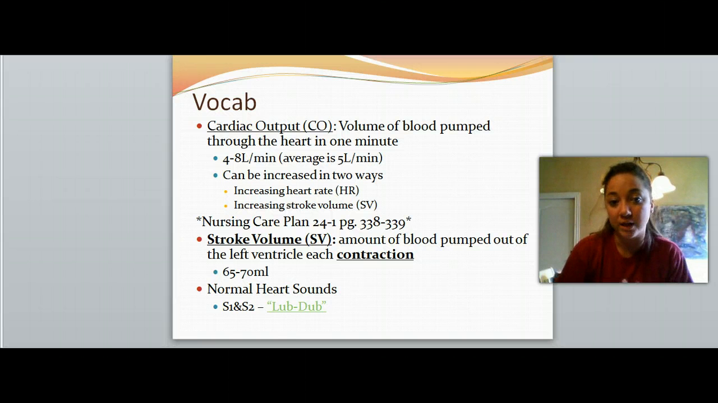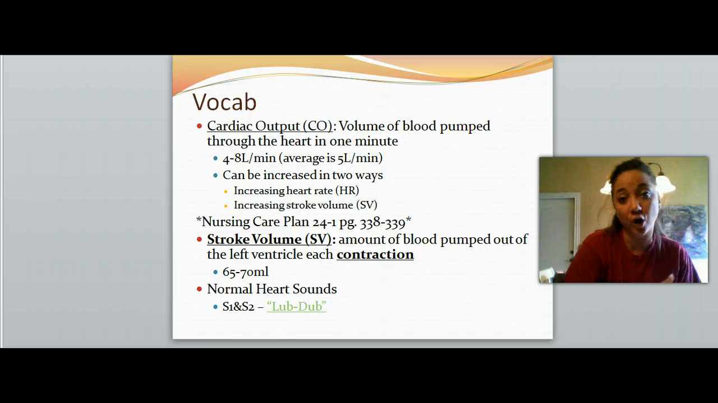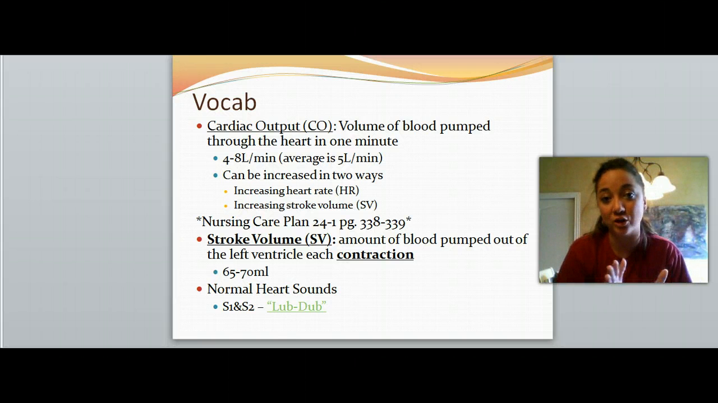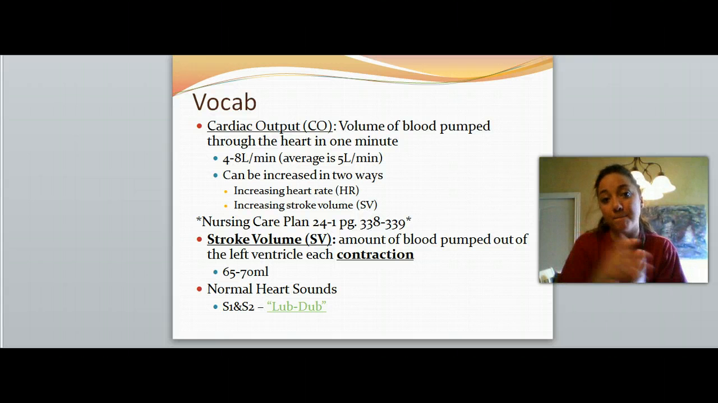It can be increased in 2 ways. If you increase your heart rate, then every minute the heart is pumping out more blood. Or if you increase the stroke volume, which let's look at the stroke volume. That's talking about the amount of blood that is pumped out of the heart every beat, every contraction. Okay, so every time the heart compresses, it's pushing out more and more blood. Okay, so the amount of blood that's pumped out every contraction. In a healthy average adult, 65 to 70 milliliters of blood is pumped out every time the heart beats. Okay.